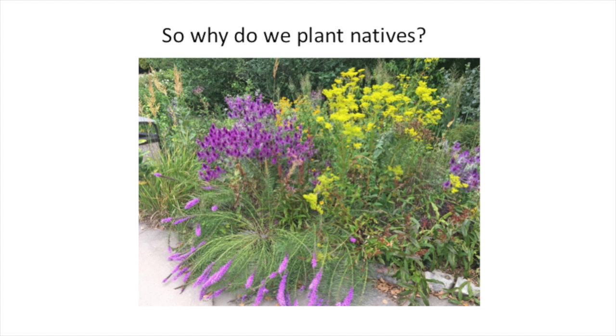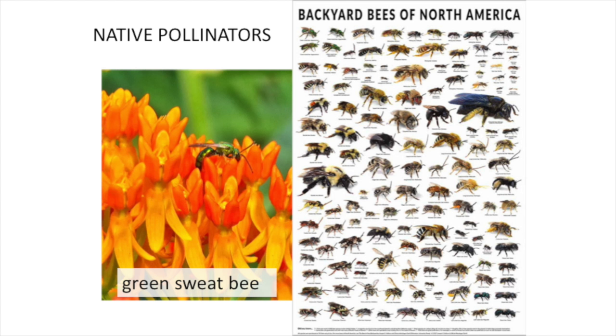So why do we plant natives? Well, the first thing that comes to many people's minds is that we plant natives for our native pollinators. Now, monarchs and honeybees are very important and we all love them, but there are so many more pollinators. There are hundreds of native bee species, plus moths, other butterflies, beetles, birds. So we plant our native plants to support our native pollinators.